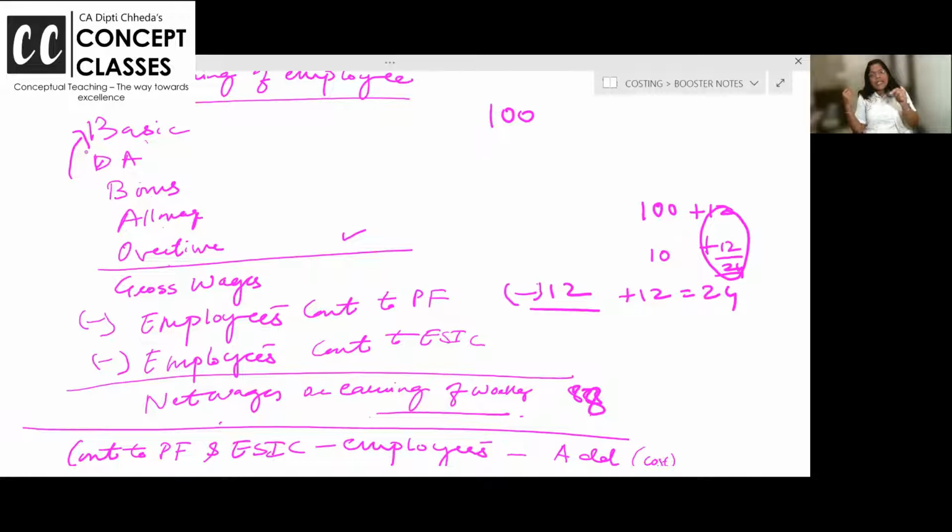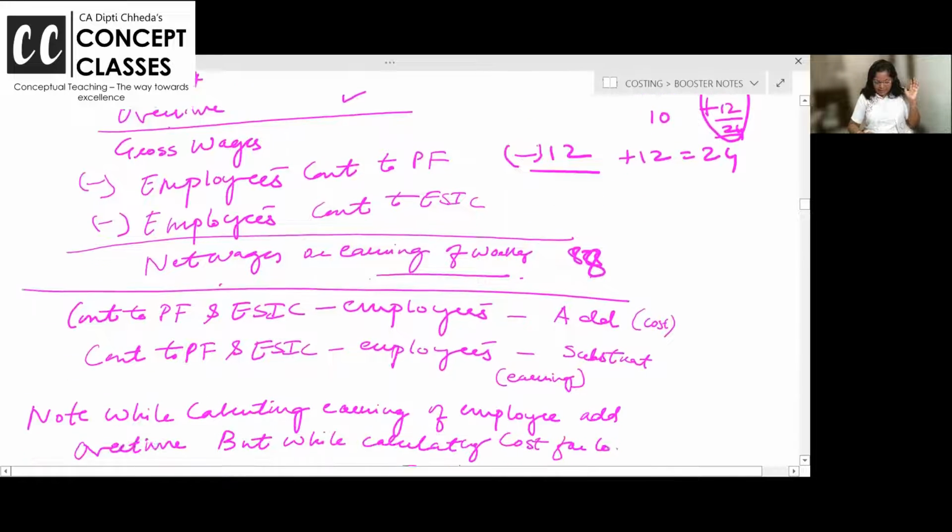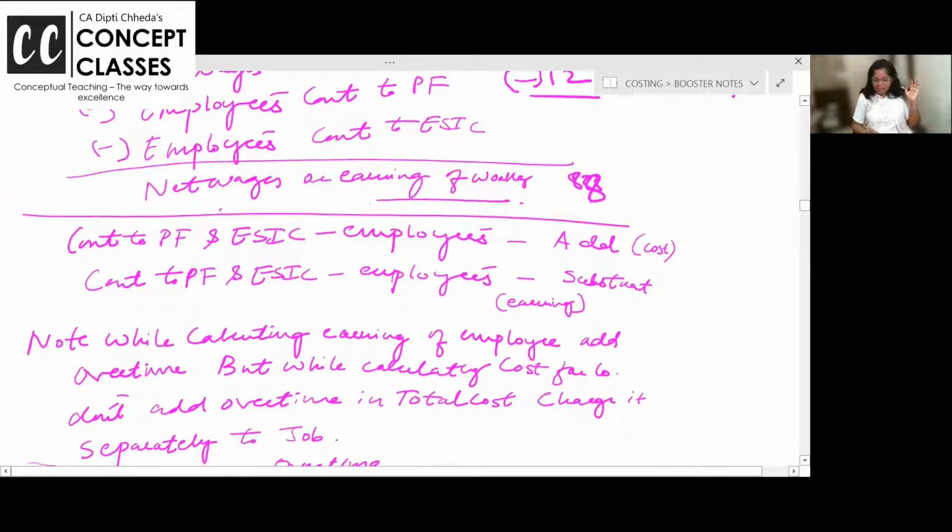Now, when you are doing basic, DA, PF, ESIC in labor, this is the same concept in income from salary also, and some deductions also, 80CCC and all. So what did I teach you in today's class? See, I have written here. PF and ESIC, employer's contribution is added while calculating the cost. Employees' contribution is subtracted while calculating the income. Because your gross income is 100, dear worker, but 12 rupees has gone.